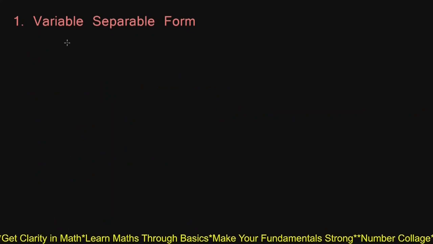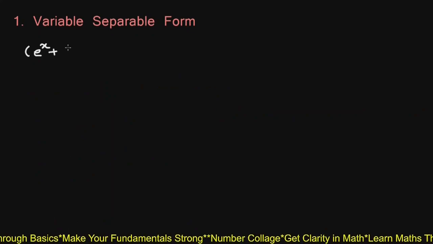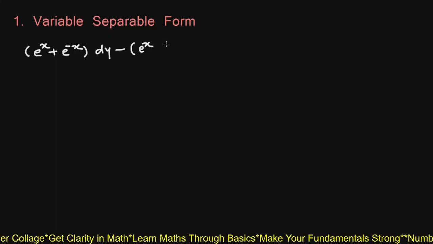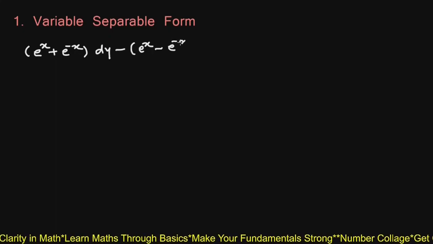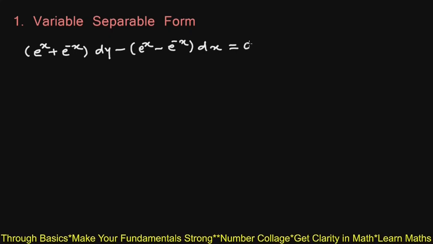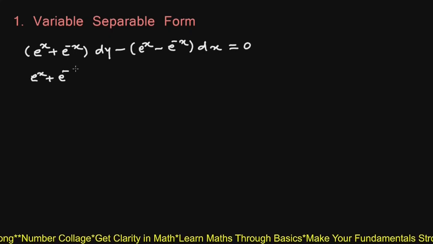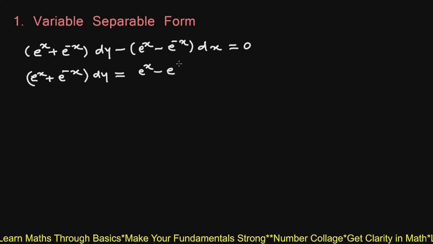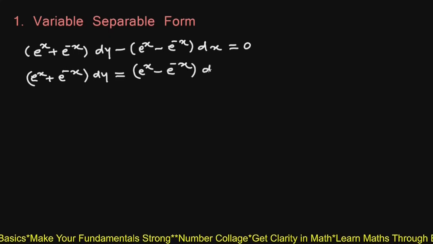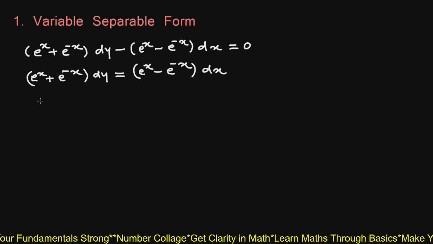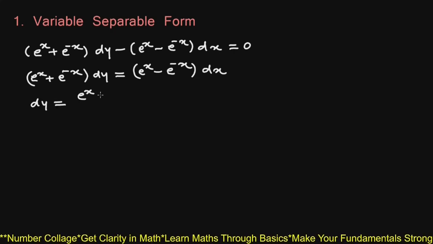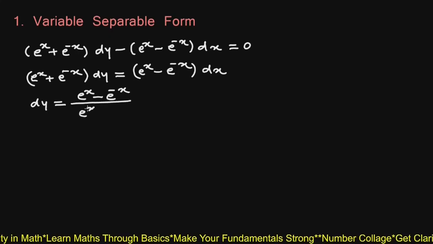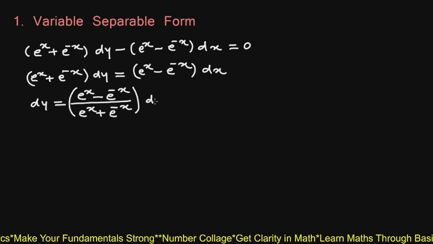Find the general solution of (e raised to x plus e raised to minus x) dy minus (e raised to x minus e raised to minus x) dx equals 0. (e raised to x plus e raised to minus x) dy equals (e raised to x minus e raised to minus x) dx. For separating the variables, we write dy equals (e raised to x minus e raised to minus x) upon (e raised to x plus e raised to minus x) dx.